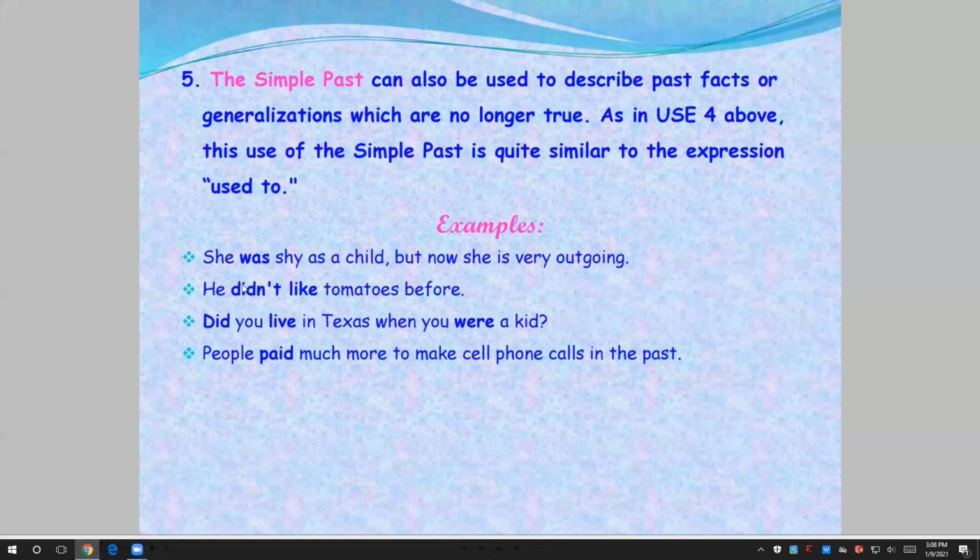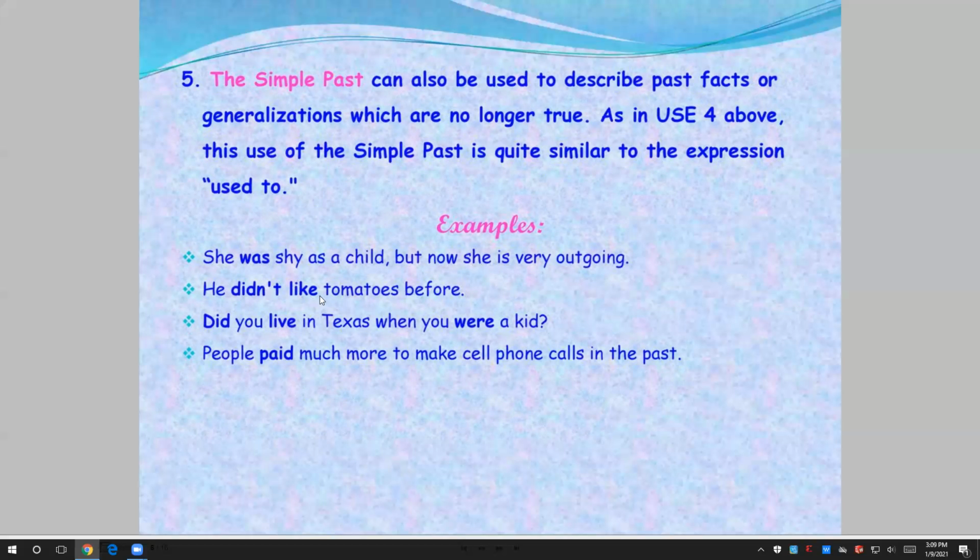Some of the examples can be, she was a shy child, but now she is very outgoing. Okay, so she was shy as a child, but now she is very outgoing. So it can describe past facts or generalizations which are no longer true. It was true in the past, when she was a child, that she was shy, but it is no more a fact, no more true now, because she has changed her habits and now she is very outgoing.